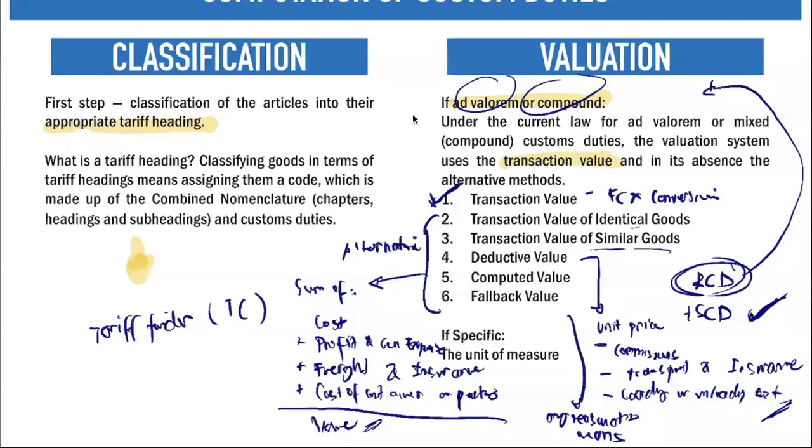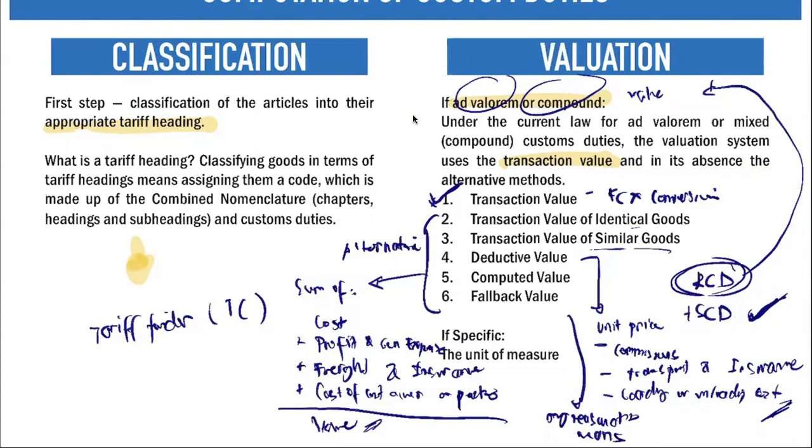When we say ad valorem, you need to get the value because ad valorem is based on value. So how do you compute that value? These are the items. Next, if it's specific, of course, the unit of measure. We do not have any problem with that valuation because you just need to get the unit of measure, whether it is kilogram, per piece, per liter, per ounce, whatsoever. Okay? That's how we value it.